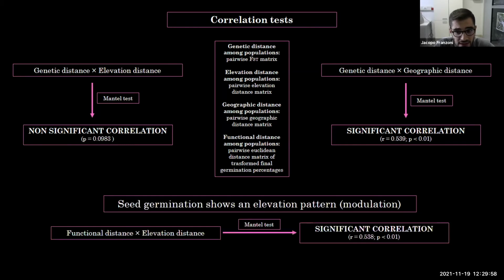And finally, seed germination variation among populations is not correlated with genetic fixation, but rather shows an elevation pattern. And this variation similarly highlights phenotypic plasticity of these populations in seed germination responses.